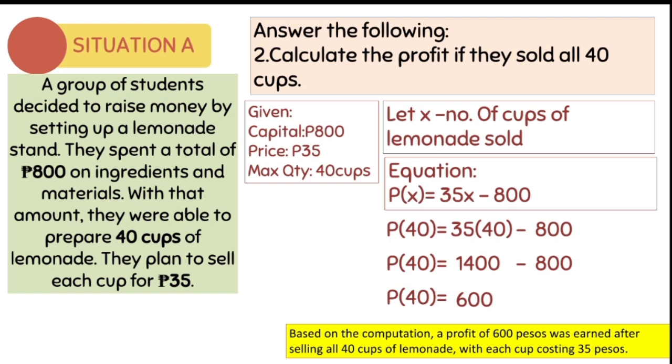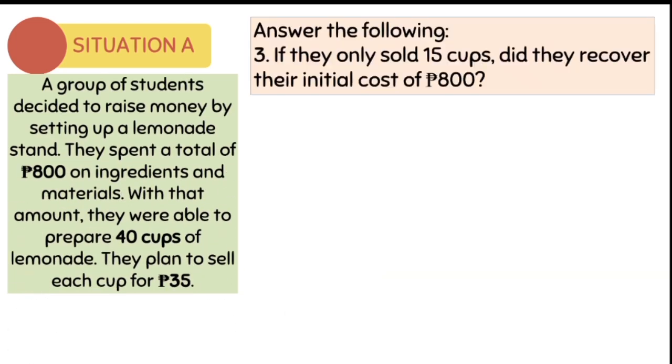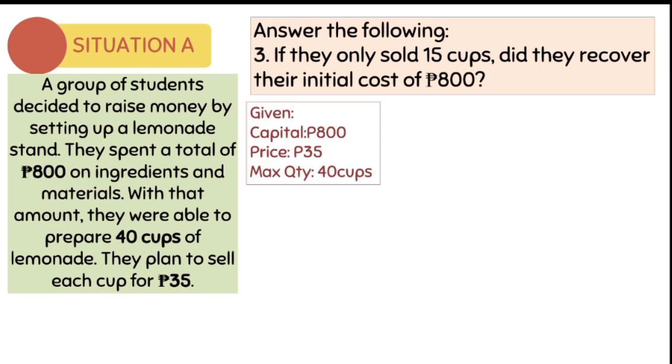So based on the computation, a profit of 600 pesos was earned after selling all 40 cups of lemonade, with each cup costing 35 pesos. Let's proceed to question number 3. If they only sold 15 cups, did they recover their initial cost of 800 pesos?